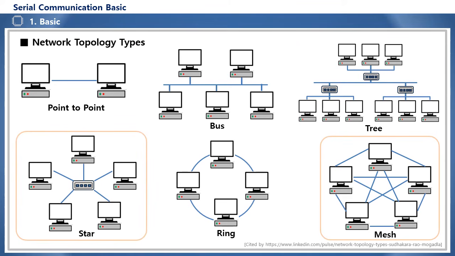In addition to these, there are tree, star, ring, and mesh methods. The star method is a method in which multiple devices are connected to a single device, such as a hub or root. And the mesh method is a method for very wide communication coverage by connecting like a net, and is applied in building automation, the Internet of Things, etc.